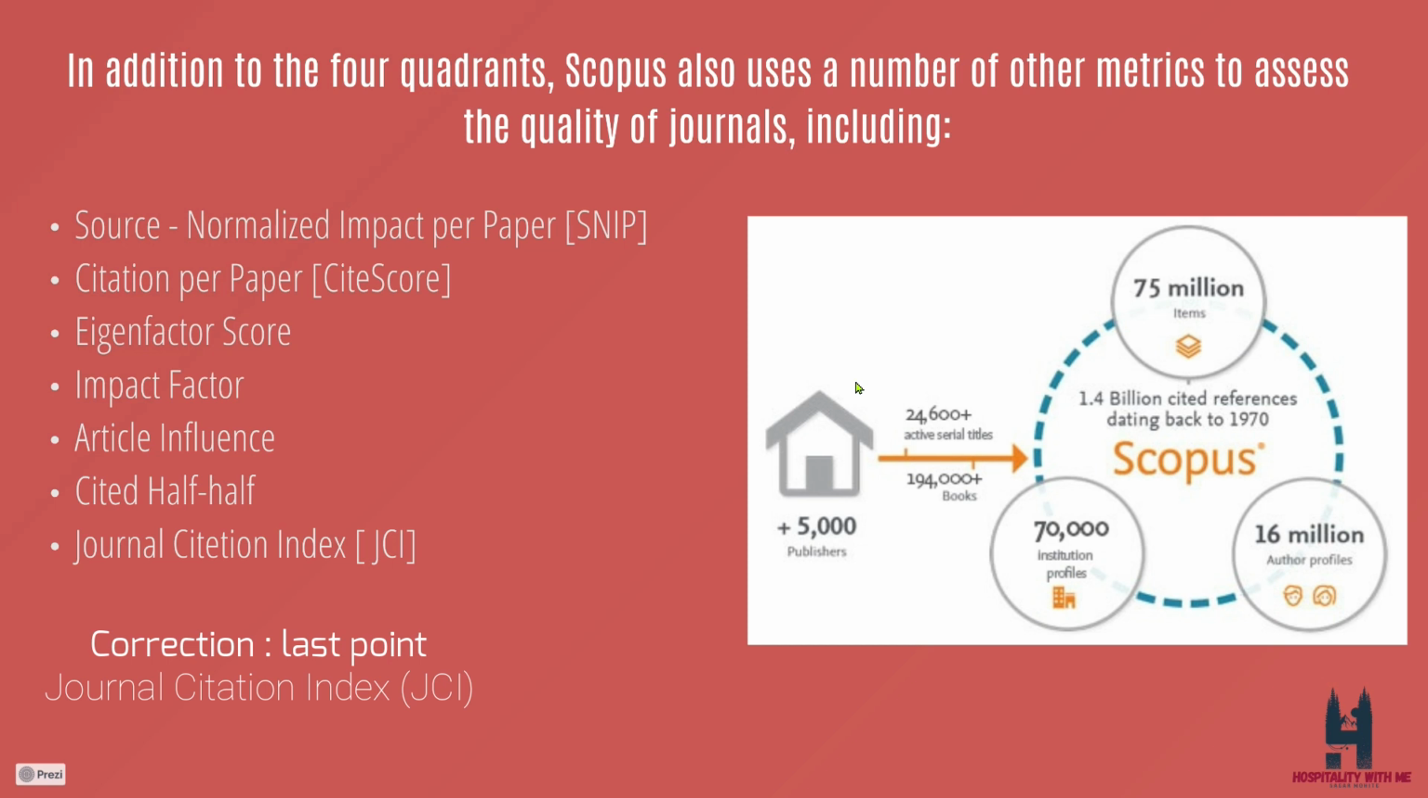H-index or h-factor is a measure of the importance of a journal article in the global research community. Article influence is a measure of the impact of an individual article. Cited half-life is the average time it takes for half of the citations to an article to be received. Journal Citation Indicator, also called JCI, is a measure of the overall impact of a journal.